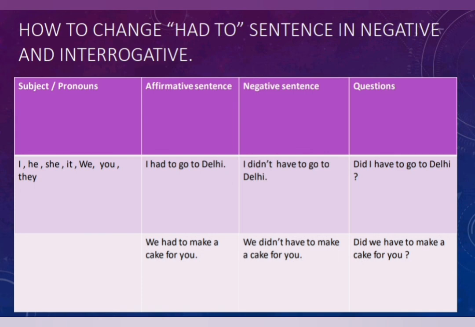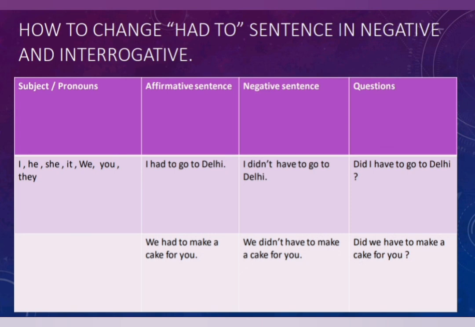Children tend to write she does not has to, which is wrong. In past also you cannot write she did not had to. It is wrong. You have to write she did not have to go to the market. Why do we have to do it? Since the present and past is already indicated by does and did.